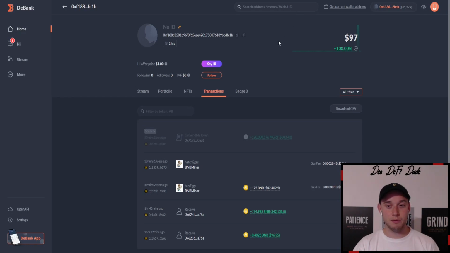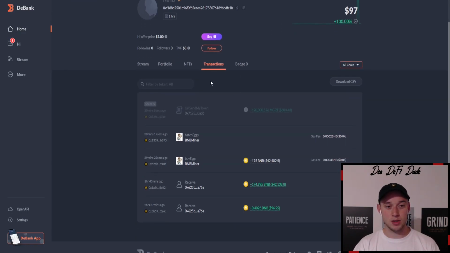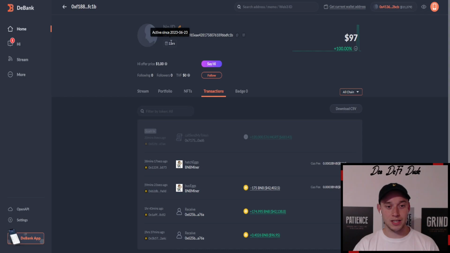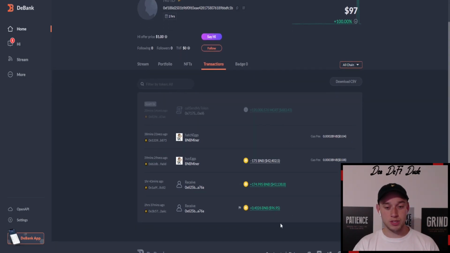We can see that even better here on DeBank. So this wallet was created around 2 hours ago, and we saw this 0.4 BNB deposit and also this around 175 BNB deposit, which was directly used to deposit those funds into the BNB miner. So $42,500 directly into the BNB miner. And because this wallet was so new, I wanted to know where these funds came from.